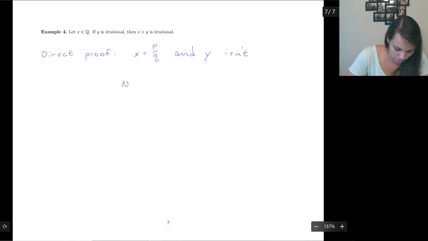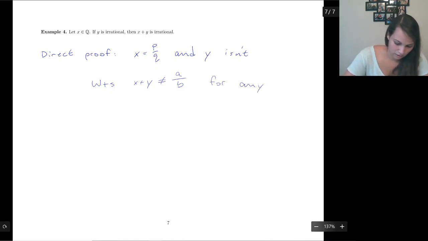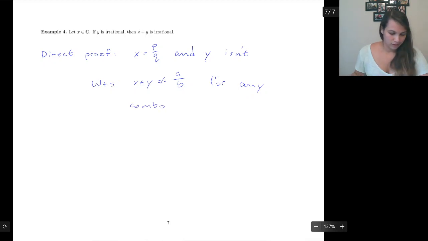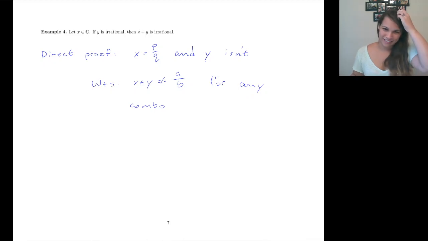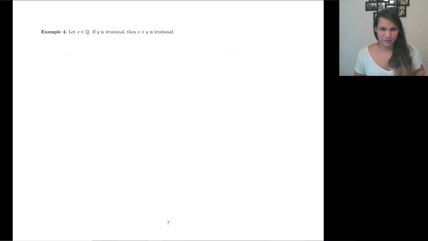What we need to do, or I think I always use want to show: want to show x plus y does not equal some other rational number, like a over b, for any combination. Okay, I wrote it down. I don't know what to do anymore. So I'm going to get rid of it and say, I tried! Quick! Stop trying to prove things are irrational.